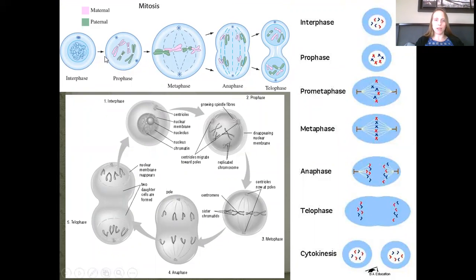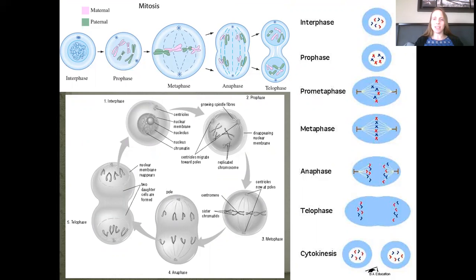This is just a summary. We've got interphase at the beginning, where our nucleus is surrounding the chromatin, the uncondensed genetic material. Then in prophase, the centrioles have moved to opposite sides of the cell where they used to be close together. Our chromatin has condensed into actual chromosomes, and our nuclear membrane has disappeared. In metaphase, you have the chromosomes lining up across the equatorial plate, or the middle of the cell. In anaphase, the sister chromatids are pulled apart to opposite sides of the cell.